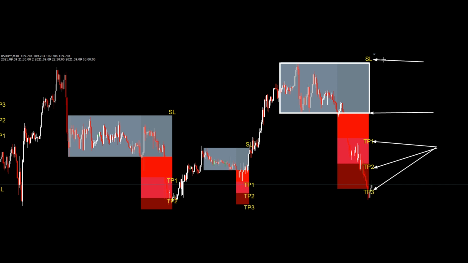That means if there are buy signals, then you will see 3 take profit levels in the blue color on the upper side of the gray box, and stop loss will appear at the lower point of the gray box. In the opposite direction there will be sell signal levels, but take profit levels will appear in red color.